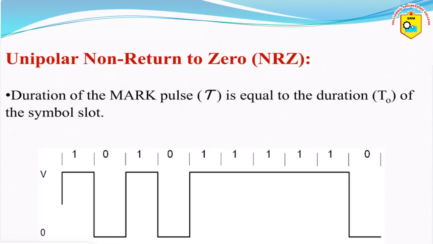In unipolar non-return to 0, as you can see, when a binary bit 1 is transmitted you have presence of pulse, and when you transmit binary bit 0 there will be absence of pulse. The time duration, or bit duration, of a single bit is called T0, or it can be said as TB. This is unipolar non-return to 0.